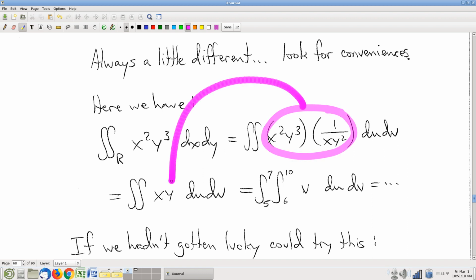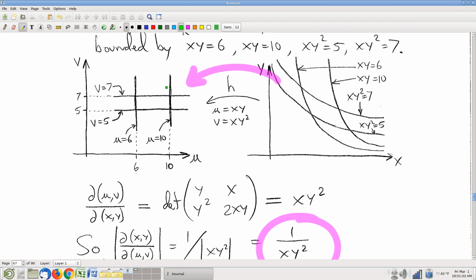That product, you might get lucky. It might simplify nicely like it did here, right? In which case, this is all you really need to figure out how to rewrite in terms of u's and v's. And we got lucky. You don't always get lucky. But in this case, we got lucky. XY is exactly u.